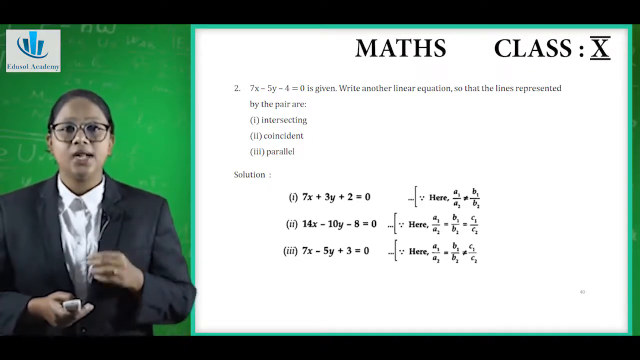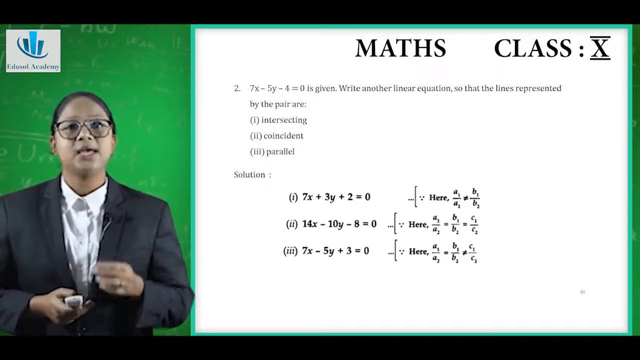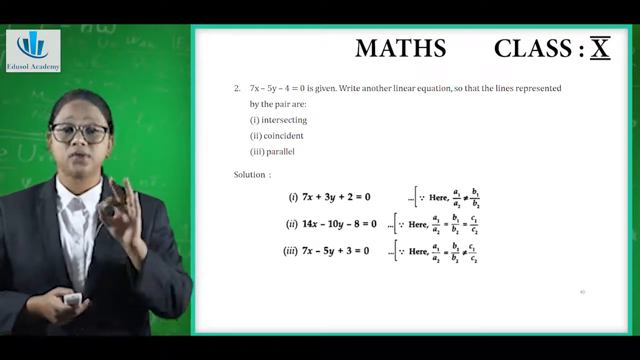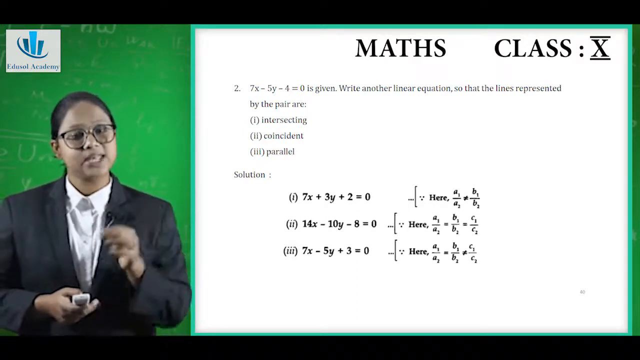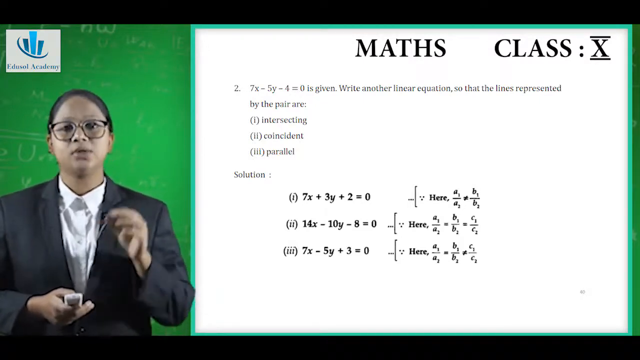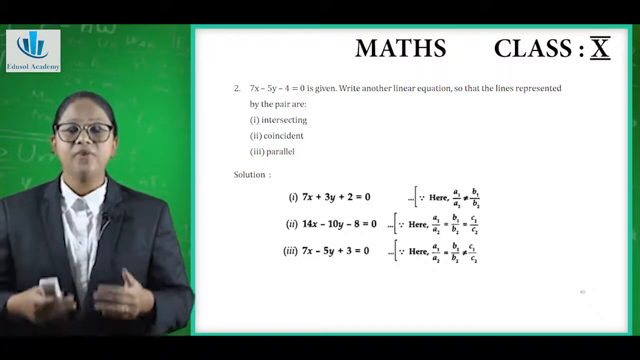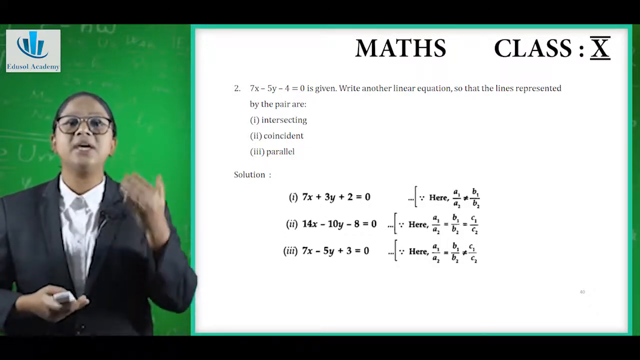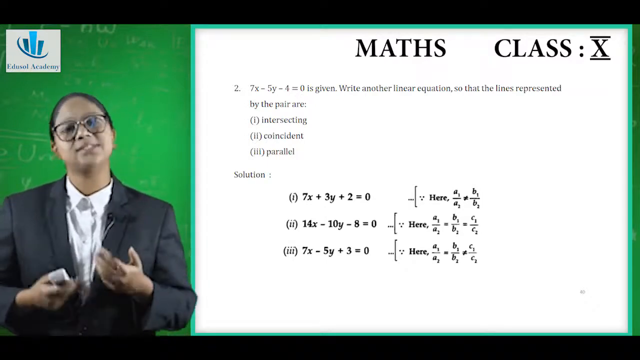Next question, 7x minus 5y minus 4 is equal to 0 is given. Write another linear equation so that the lines represented by the pair are, there are three parts for this question: intersecting, coincident, parallel. So one equation has been given. We have to write another equation so that they satisfy these three conditions separately.